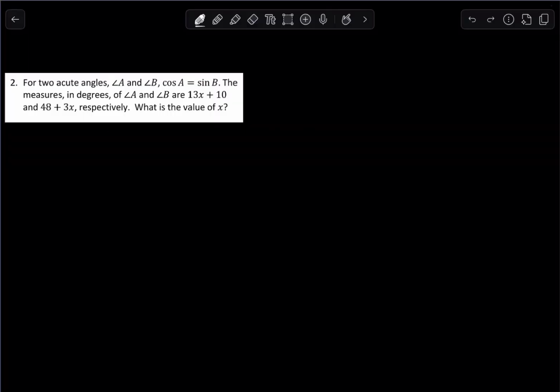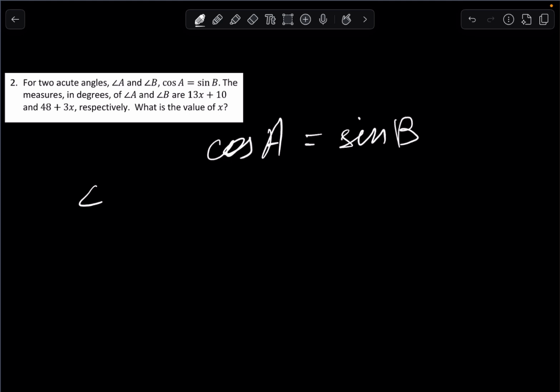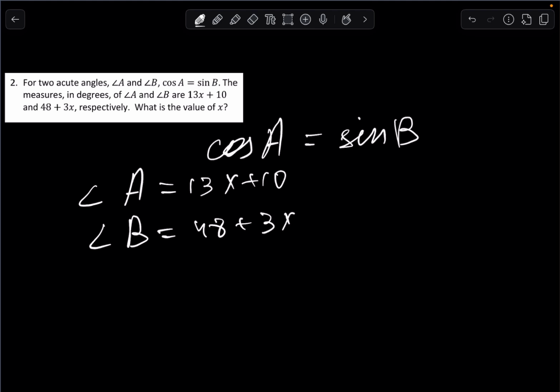And that's it. Here's our second question. Before we begin, you can pause the video and try it for yourself. Okay, now we begin. So the question says that cosine A is equal to sine B, right? And we're given measures. Angle A is equal to 13x plus 10, and angle B is equal to 48 plus 3x.